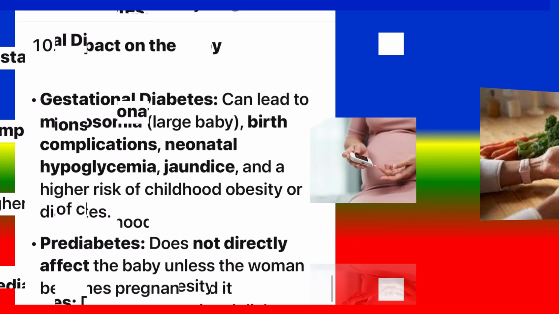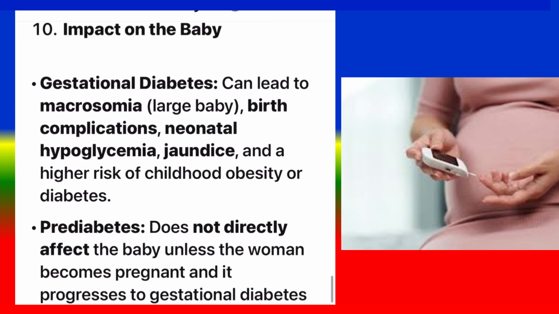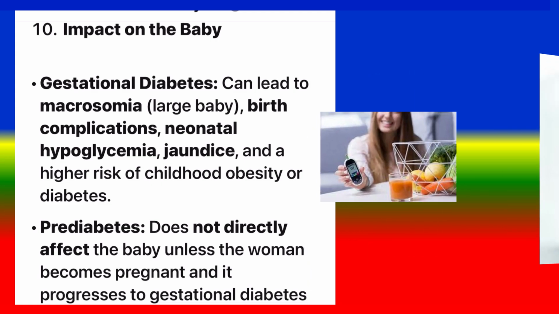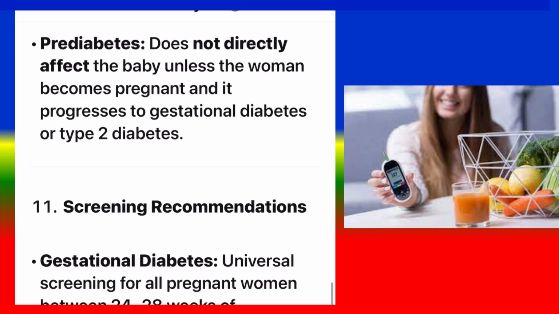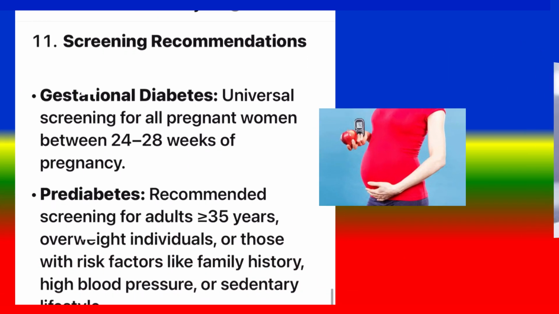10. Impact on the baby. Gestational diabetes can lead to macrosomia, a large baby, birth complications, neonatal hypoglycemia, jaundice, and a higher risk of childhood obesity or diabetes. Prediabetes does not directly affect the baby unless the woman becomes pregnant and it progresses to gestational diabetes or type 2 diabetes.